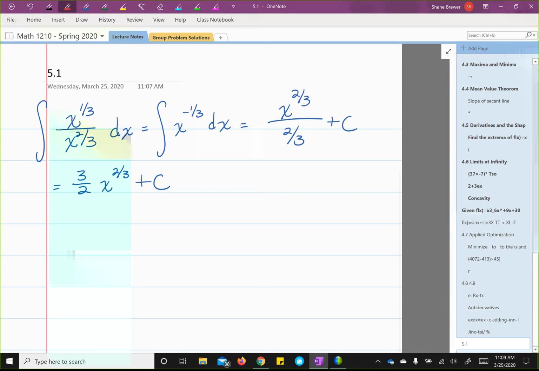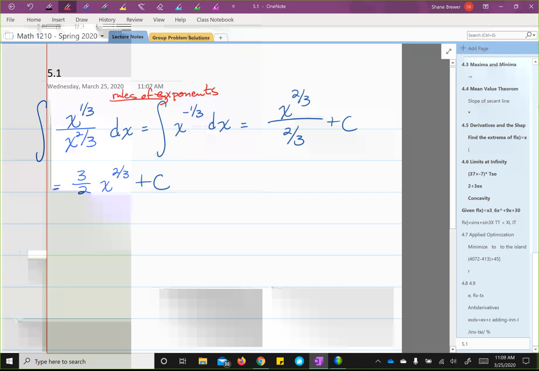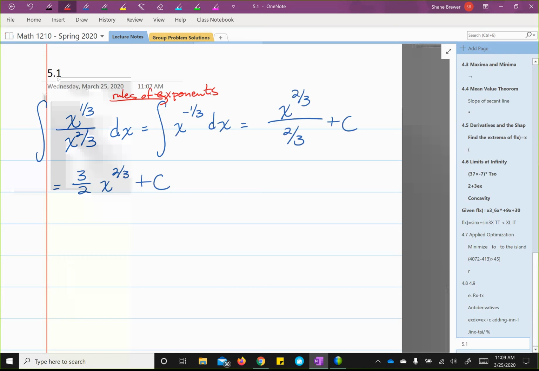So this is just algebra, right? That's just rules of exponents. No calculus there. But doing that allows us now to apply the power rule. So yeah, you've got to convert everything into something that you've used before. And later we'll talk about how to find the antiderivative of way more complicated things. That does make a lot of sense. So thank you. Okay.